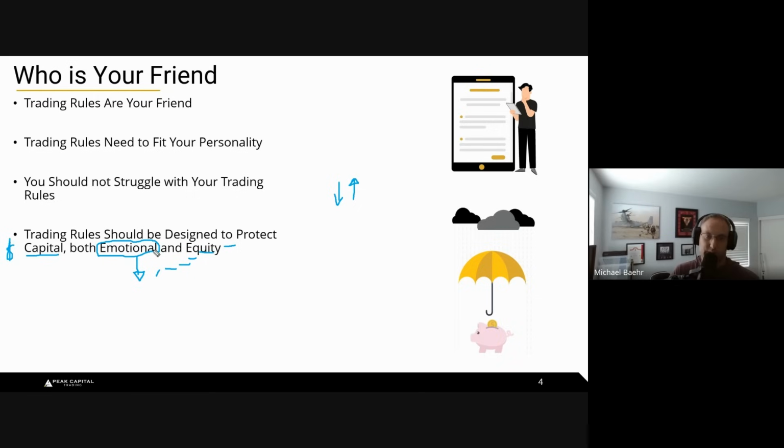You need to protect yourself from blowing up your account or beating yourself up or doing things that emotionally harm you. If you lose 1% of your account, it might be nothing to you. That might be a lot to somebody else. You have to protect yourself based upon your own account and where you stand with your account. Yep, there we go.